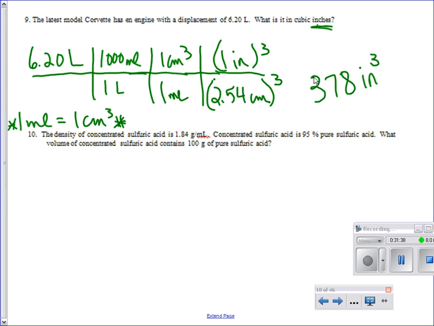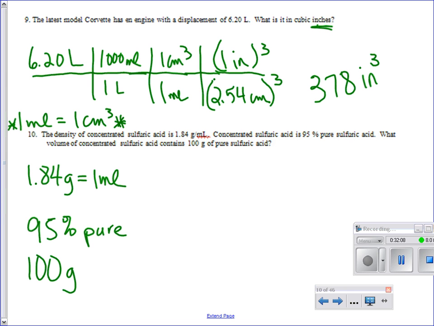This is awesome. This is an awesome problem. It says the density of concentrated sulfuric acid is 1.84 grams per 1 mil. So that's kind of equal to 1 mil, right? Concentrated sulfuric acid is 95% pure. What volume of concentrated acid contains 100 grams of pure sulfuric acid? So we need 100 grams of pure.